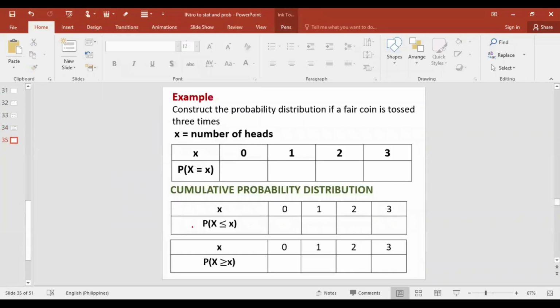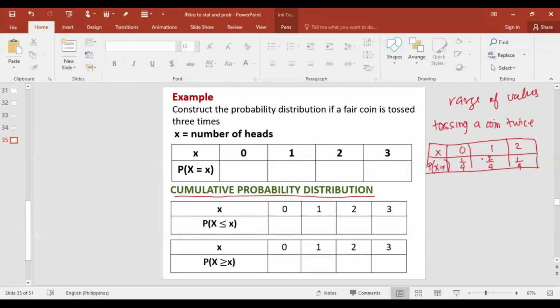Okay? This time, we will be dealing with cumulative probability distribution. This is different from the previous one because the cumulative probability distribution is convenient when we are interested in finding the probability over a range of values rather than a specific value. Say for example, let us consider again this experiment, tossing a coin twice. Say you are asked to get the probability of getting at least 1 head. So there is a range this time.